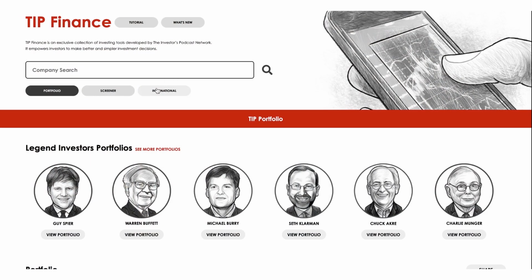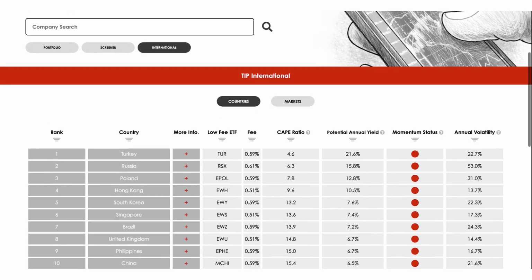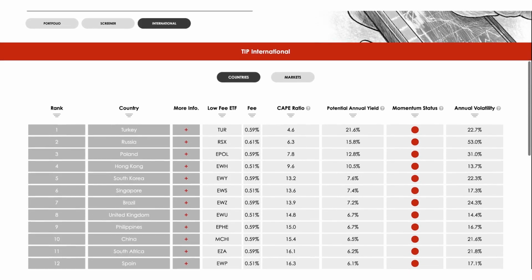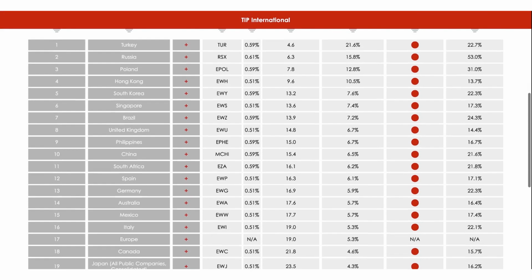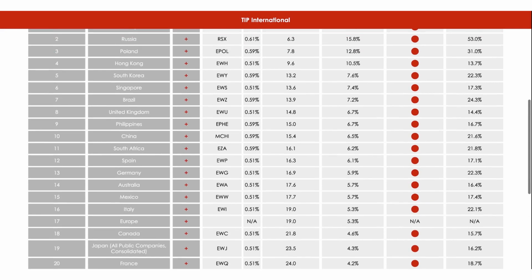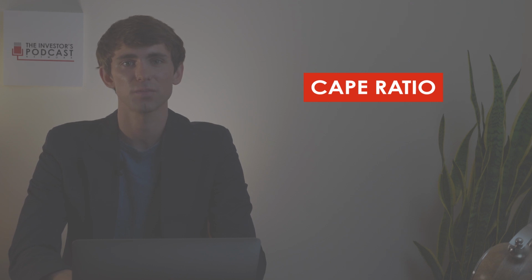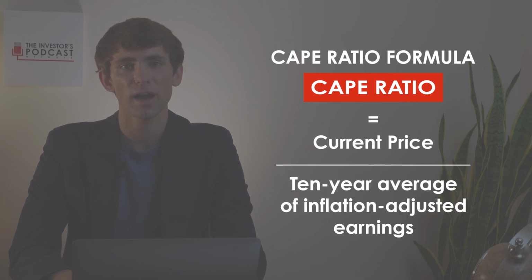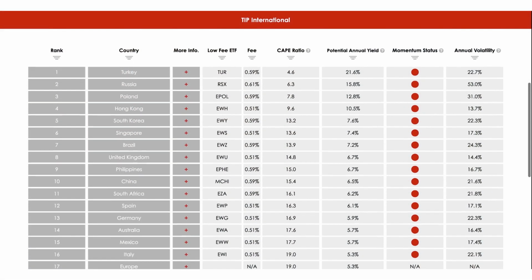As a little bonus, I want to quickly highlight some other awesome features on the platform here. So let's dive into the international section. This is honestly one of the coolest parts of TIP Finance. We can go in here and look at data for these 25 major economies. For each country, there's a breakdown of the lowest fee ETF you can use to invest there, the CAPE ratio, which is the cyclically adjusted price to earnings ratio based on average inflation adjusted earnings from the past 10 years. Based on this, it appears that Turkey is actually the cheapest place to invest.